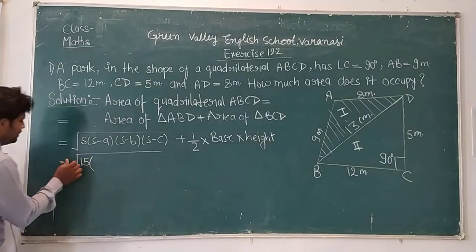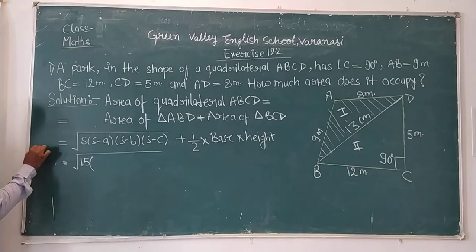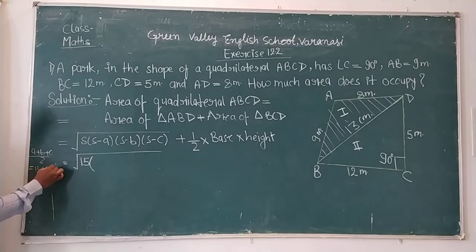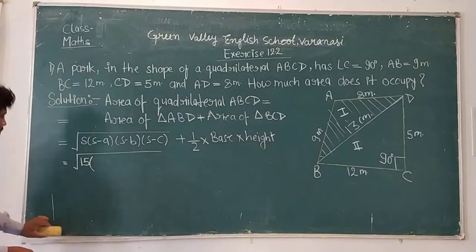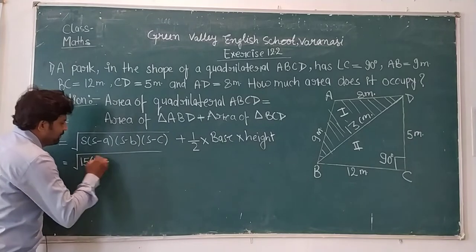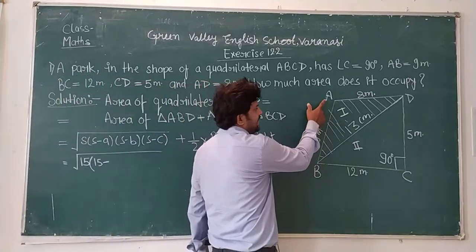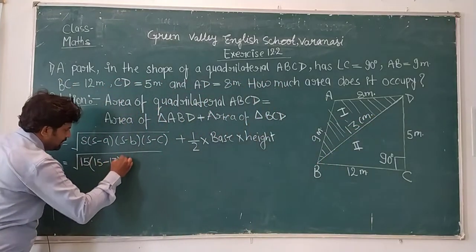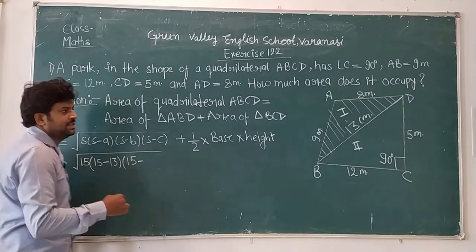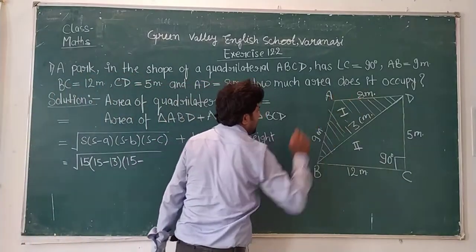S is what? Here we can explain. S is equal to A plus B plus C divided by 2, and A is 13, B is 8 and C is 9, divided by 2. 30 divided by 2 is equal to 15. Okay class? Then S means 15. 15 minus A. A is what? Front side of vertex A. It means 13. A is 13. B, front side of vertex B, is 8.